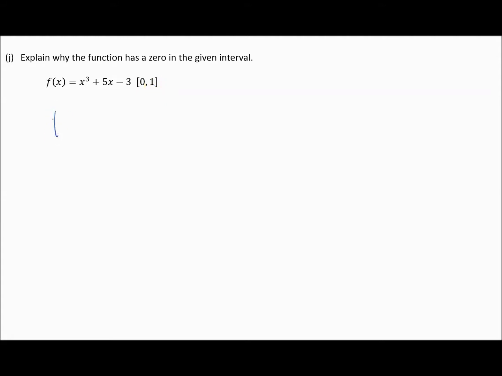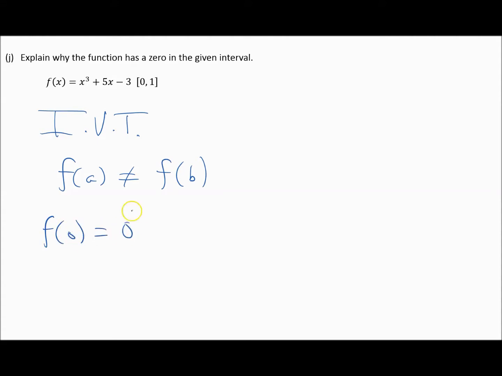What we want to use is the intermediate value theorem. I'm going to abbreviate. Now what the intermediate value theorem says is if f of a is not equal to f of b. So let's check that first. What's f of a? So that's f of 0. f of 0 is 0 to the third plus 5 times 0 minus 3, that equals negative 3.